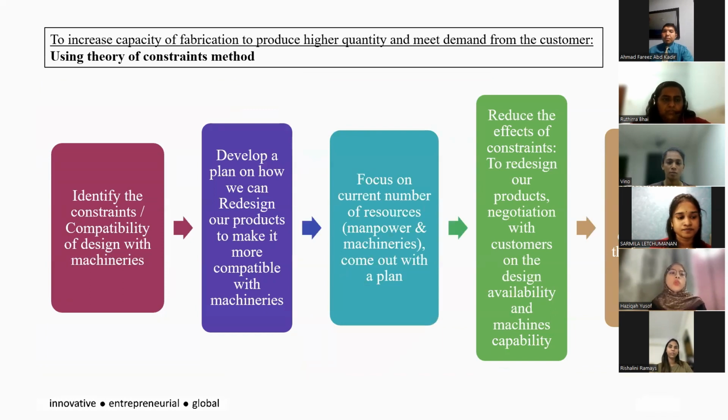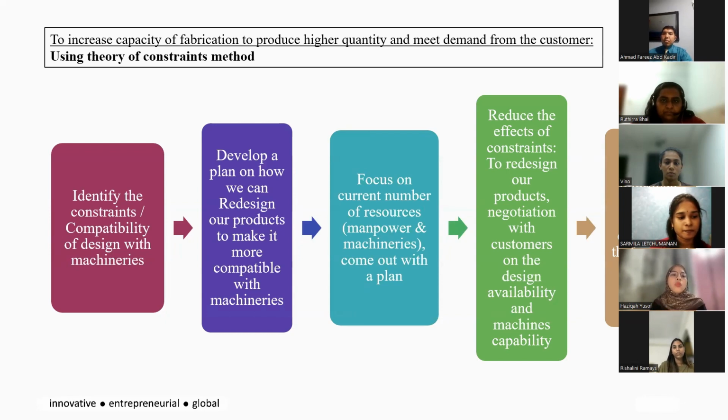We can also use the theory of constraints method, where we need to identify the current constraint that we have, whether it is the compatibility of design with the machineries or not. Then we can develop a plan on how to redesign our products to make them more compatible with machineries. Maybe currently we have difficulties with the current design being compatible with our current machineries. Then we focus on the current resources, such as manpower and machineries, to come up with a proper plan. And then we try to reduce the effect of constraints.